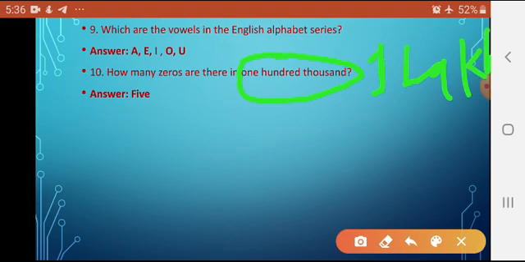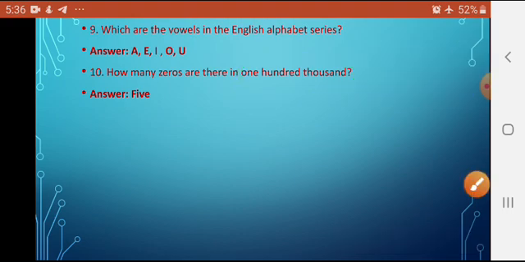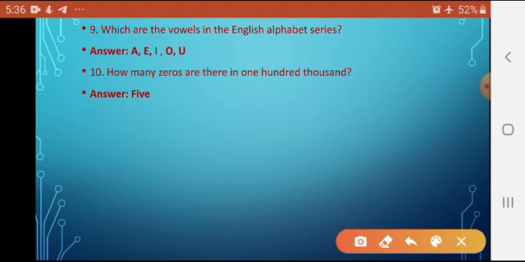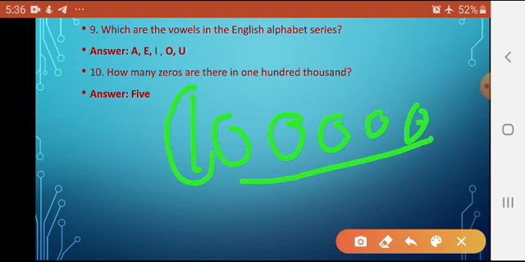So it means it is a number of 1 lakh. So that is the reason there is 50 like this. 1, 2, 3, 4, 5, and this is the number.